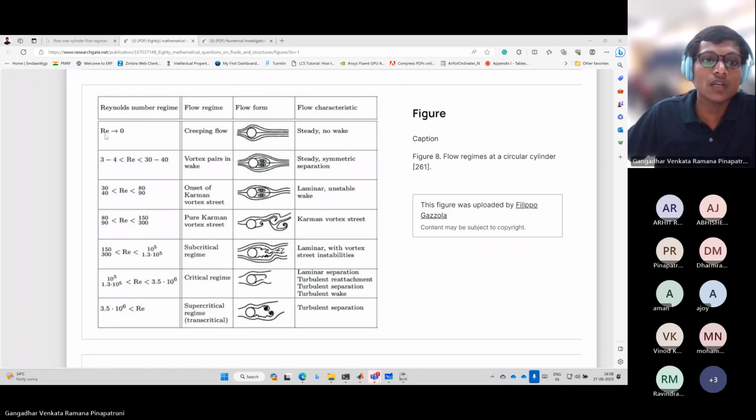Now look at this: Re approximately 0, where you will have a creeping flow.